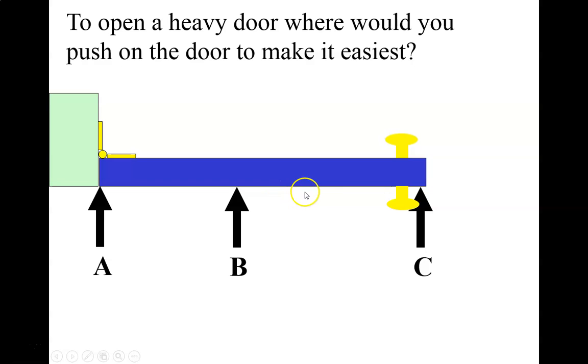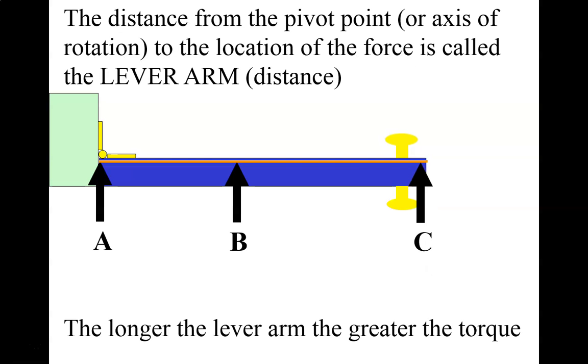Now let's say you wanted to open the door. Do you push at it near the hinge? Do you push at it in the middle of the door? Or do you push at it near the doorknob? Which would make it the easiest? You're going to get a lot more opening efficiency by pressing at the end of the door by the doorknob.